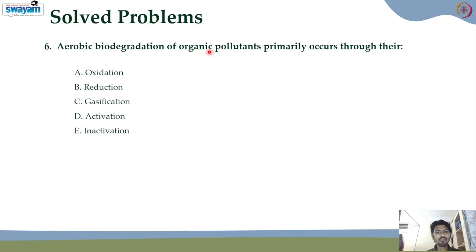Aerobic biodegradation of organic pollutant primarily occurs through: option A, oxidation; option B, reduction; option C, gasification; option D, activation; and option E, inactivation. So, aerobic biodegradation of organic pollutant primarily occurs through.